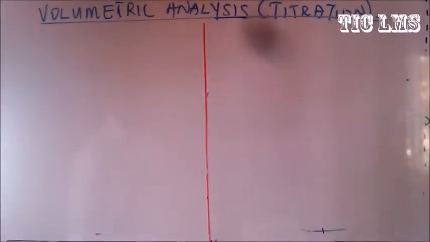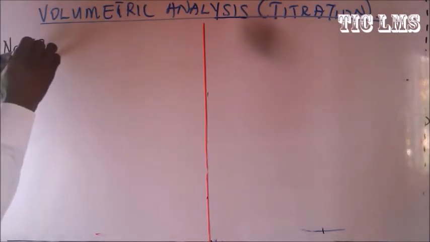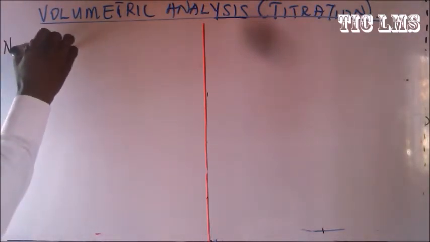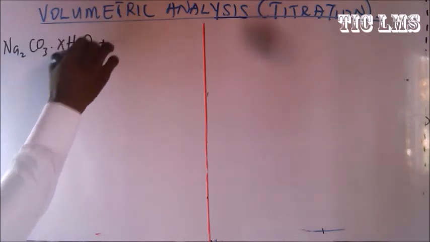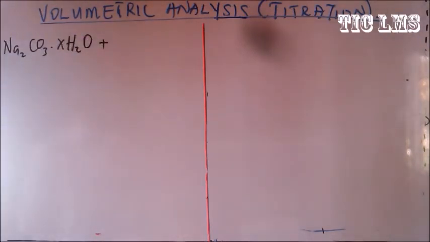Alright, so in this question, to solve it, we need to first get our equation. We're told that the sodium trioxocarbonate 4 is a hydrated one, so that's Na2CO3 dot, but we do not know how many water of crystallization that we have.